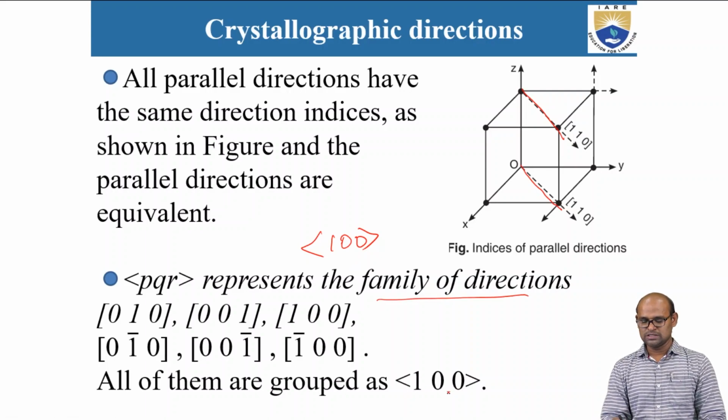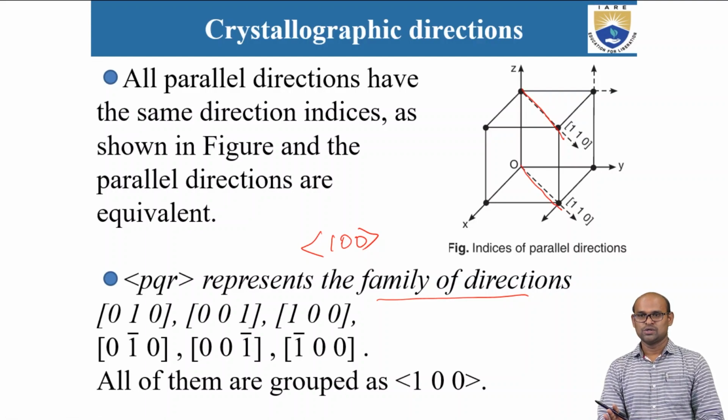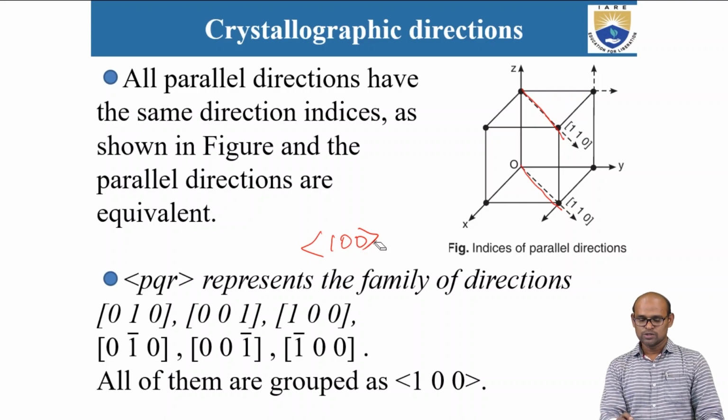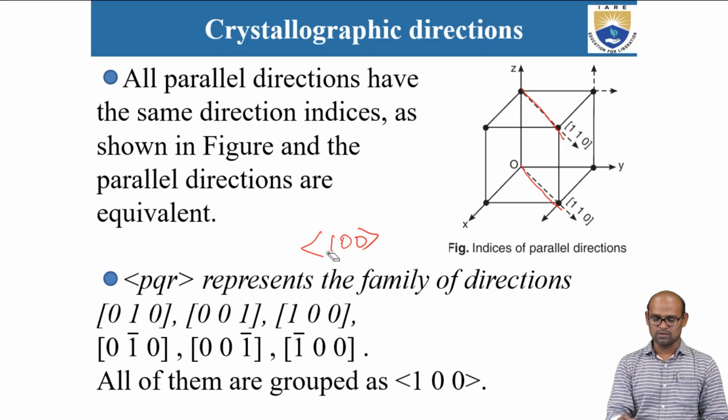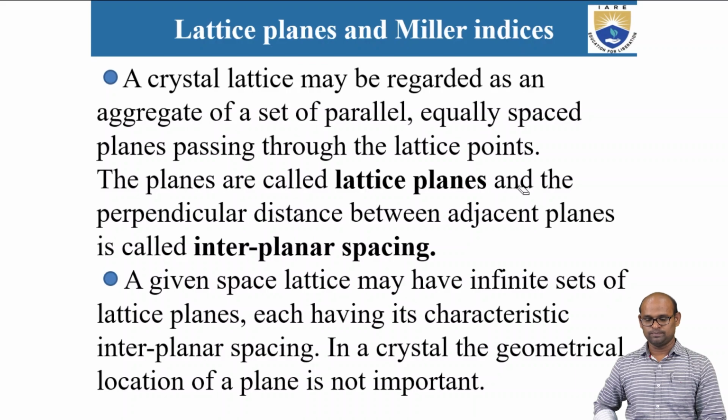Okay, so 1 0 0 enclosed in angular brackets, you can write them as 0 1 0, 0 0 1, 1 0 0, 0 0 1 bar, 0 1 bar 0, and so on. So there are actually 8 directions. So the indices of these directions you can group together simply as angular brackets 1 0 0. Okay, so this one is going to change its place: 1 0 0, 0 1 0, 0 0 1, 1 bar 0 0, 0 1 bar 0, 0 0 1 bar. So it will give you the indices of 6 directions in a crystal.